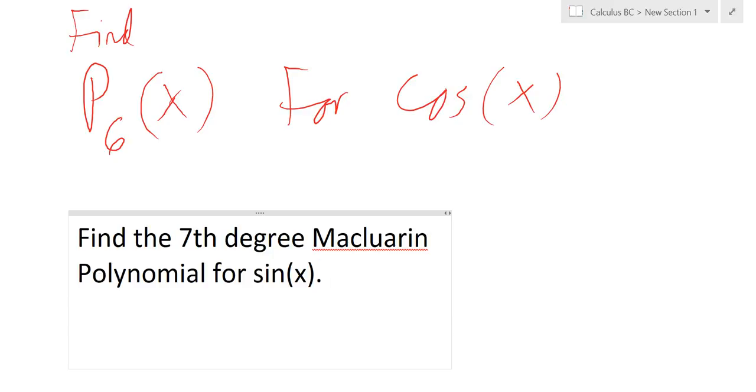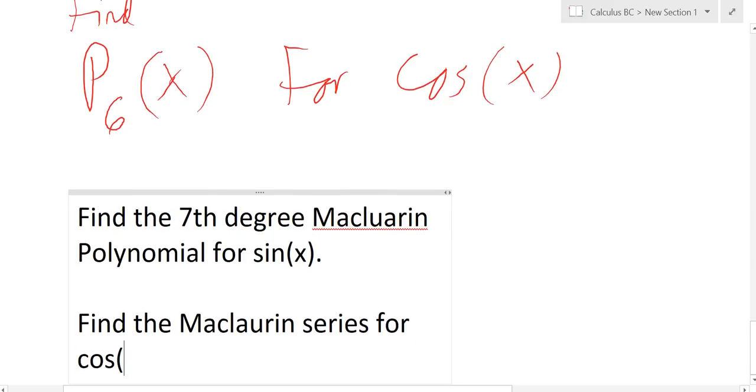All right, and then after you're done that, find the Maclaurin series for cosine of x and sine of x, which just means find the polynomials, figure out what the pattern is, and try to write it in a shorthand form.